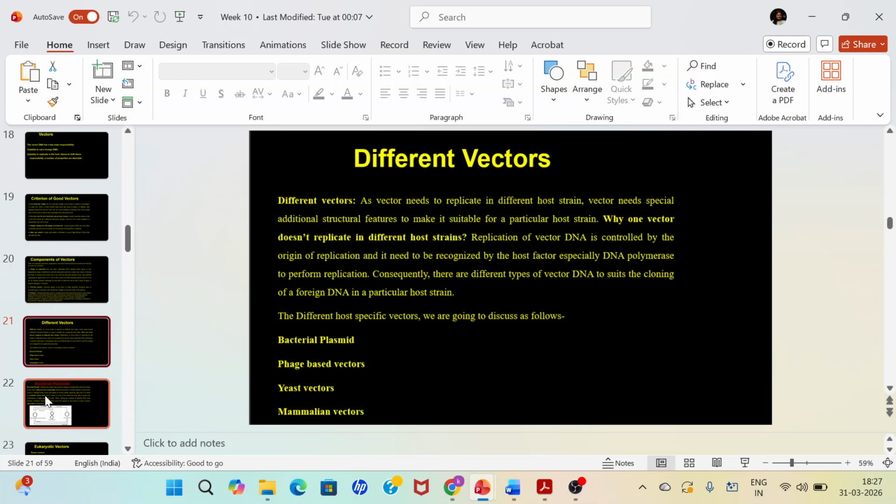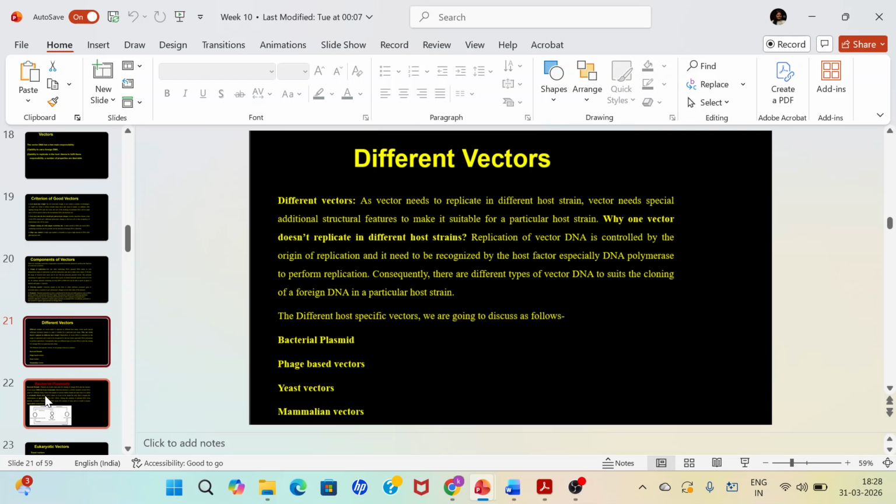So the different types of vectors that can be used for cloning are: as a vector needs to replicate in different host strains, it needs special additional structural features to make it suitable for a particular host strain. Why doesn't one vector replicate in different host strains? Because replication of vector DNA is controlled by the origin of replication, and it needs to be recognized by the host factor, especially DNA polymerase, to perform the replication. That is why it is very important what vector you are using and what kind of cells you are using.